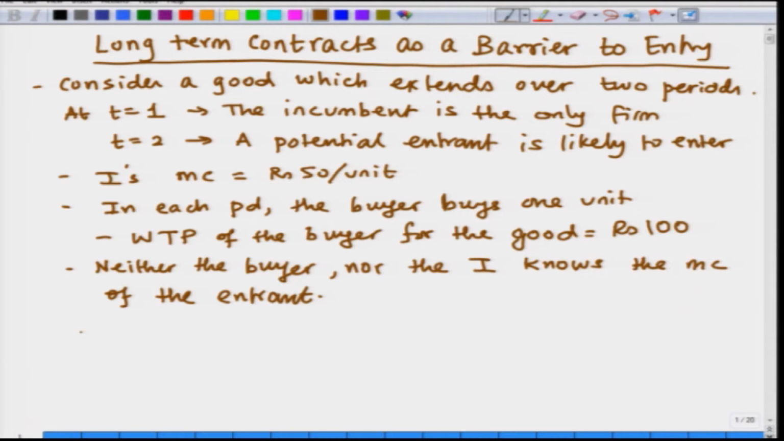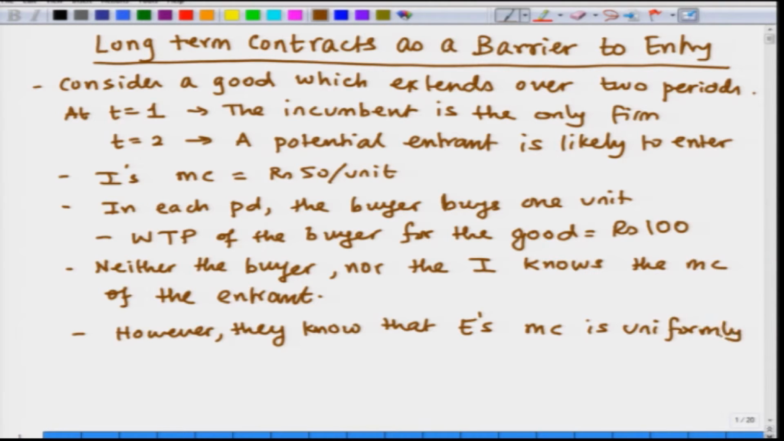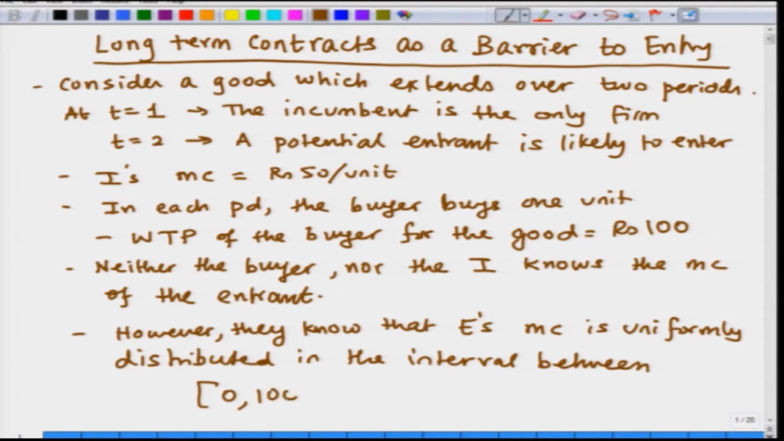However, what they do know is that the entrant's marginal cost is uniformly distributed in the interval between 0 and 100, right. So, this is known by not just the buyer, it is also known by the incumbent.